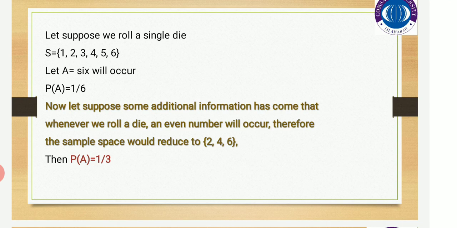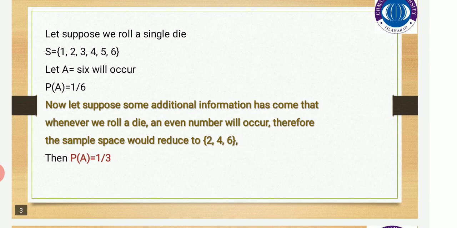So, how many sample points favor this event? It's only one sample point in the sample space which is favoring the described event. That outcome will be 6. So, what will be the probability of A? By applying the probability of an event definition, it would be equal to number of favorable outcomes divided by total number of outcomes, which will be equal to 1 by 6.